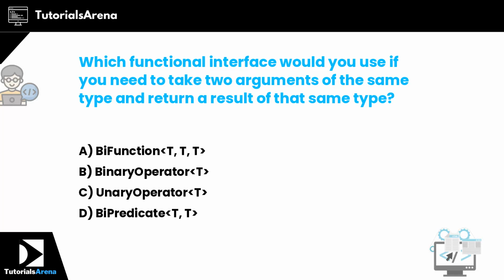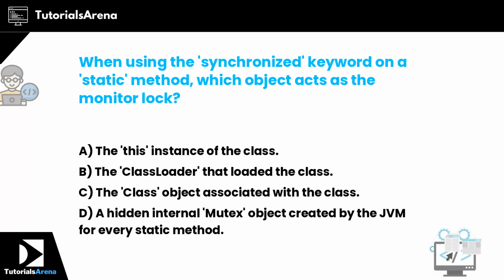Which functional interface would you use if you need to take two arguments of the same type and return a result of that same type? Answer is B. BinaryOperator. When using the synchronized keyword on a static method, which object acts as the monitor lock? Answer is C. The Class object associated with the class.